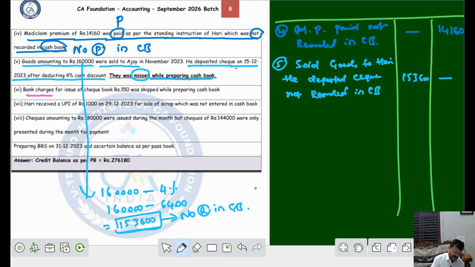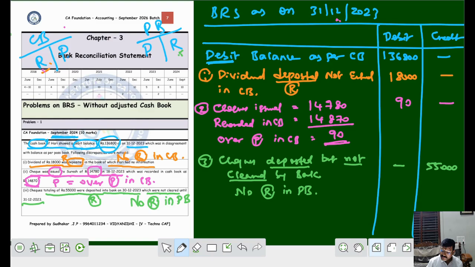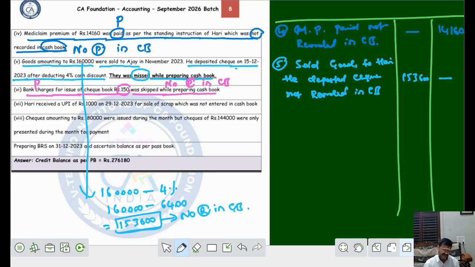Bank charges, meaning payment for the issue of check book, 150, was skipped while preparing the cash book. Means what? No payment in cash book. See, when no payment in cash book, no credit in cash book. So, what do we have to do? We have to take it in credit side. I hope you are understanding, right? Bank charges means payment, not recorded in cash book means no payment in cash book. That is point number 6.